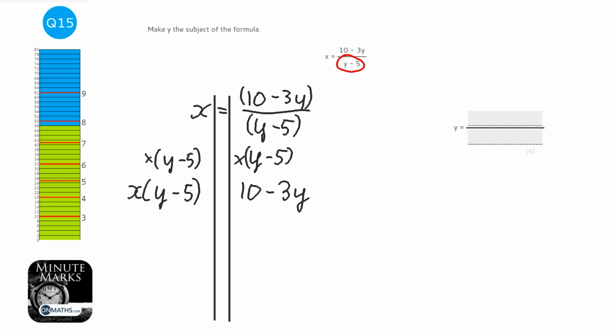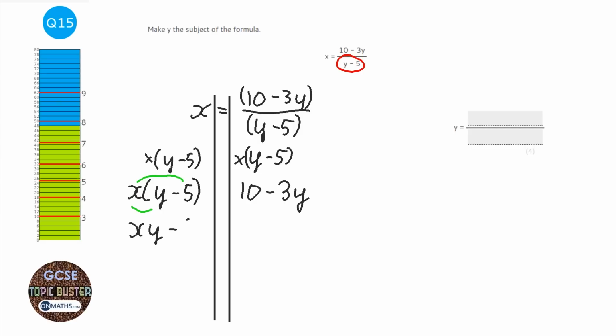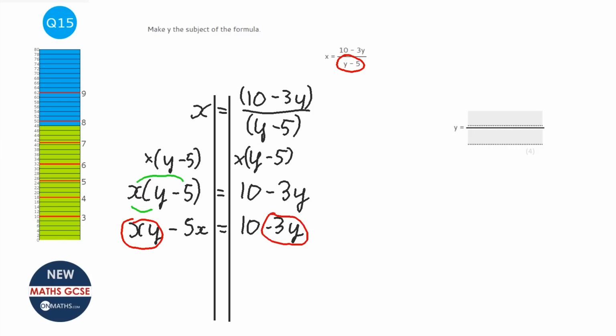Now I said there were 2 things you've got to get rid of. The first one's fractions, the second one is brackets. You've got to break them open. So we're going to times out these brackets. So we're going to have xy minus 5x, and the right hand side hasn't changed at all, it's just 10 minus 3y because we haven't done anything to both sides. So what I want to do is try and get all of the y terms to the left hand side and all of the other terms, so the x terms, the number terms, whatever, on the right hand side.